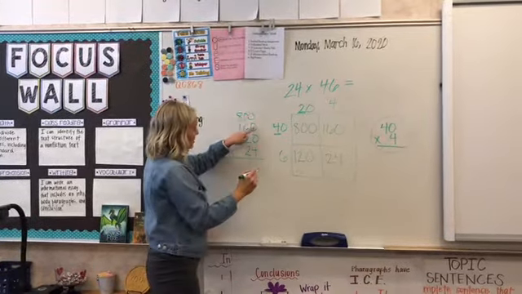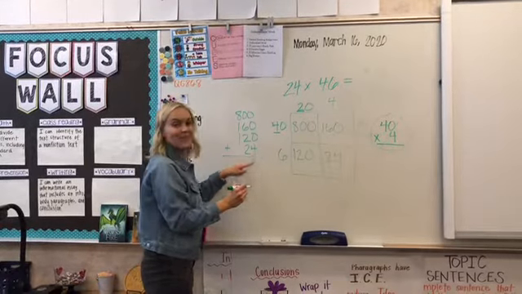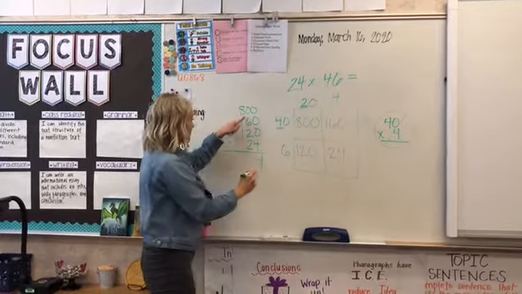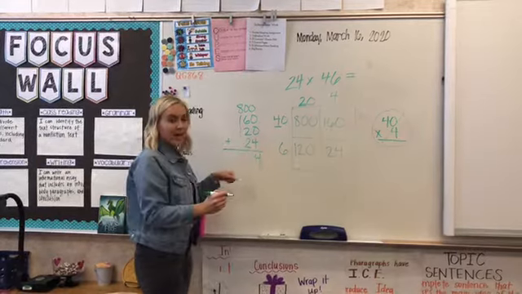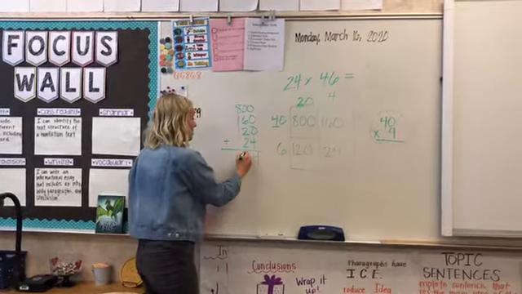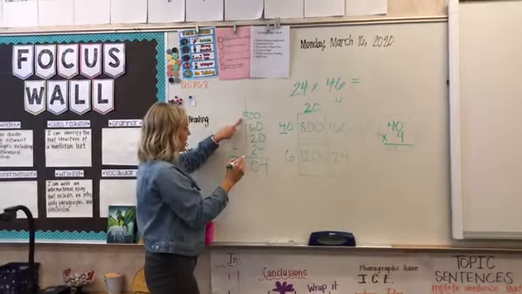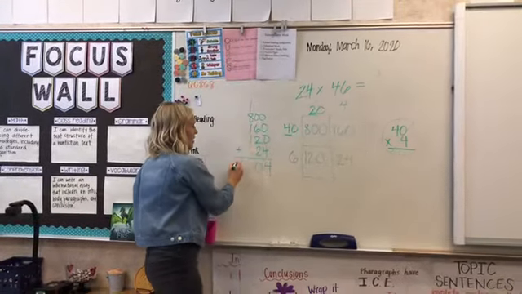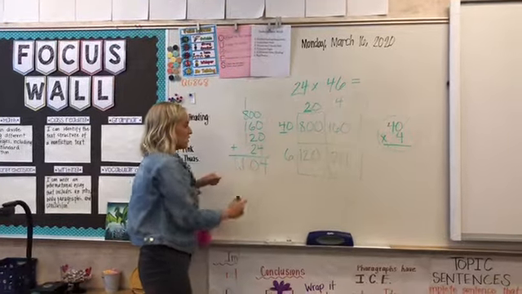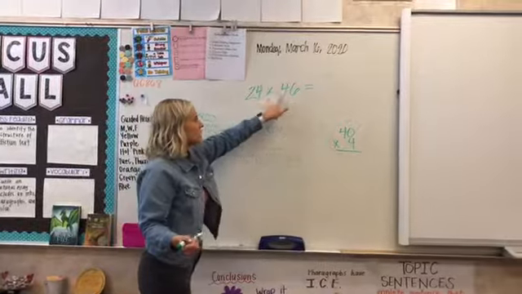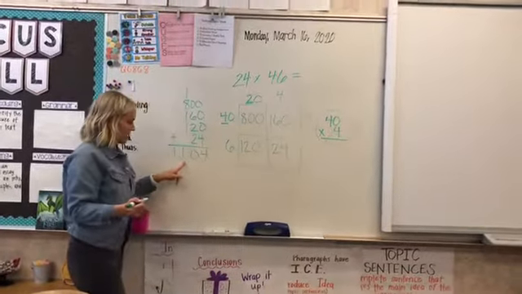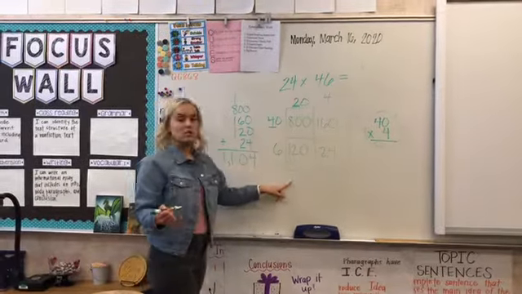So 0 plus 0 plus 0 plus 4 is 4. 6 plus 2 plus 2 is 10. Now I have to carry the 1. 1 plus 8 plus 1 plus 1 is 11. So I know that the answer to 24 times 46 is 1,104, and that was using the box method.